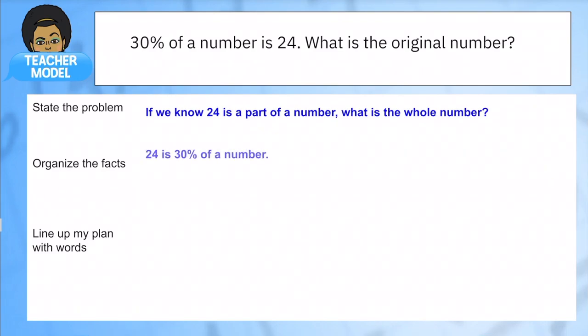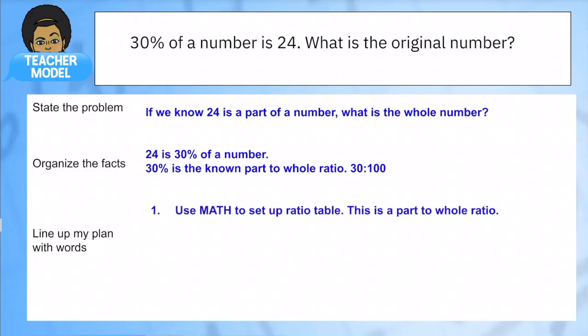Here's what we know. We know 24 is 30%. We know 30% is pretty much a ratio, 30 out of 100. So we're going to use math to set up these ratio tables. Again, it is a part to whole ratio. We're going to see that a lot with our percent problems. We're going to add the percentages that we know. So because we see 30%, automatically we're writing that in, 30 out of 100.